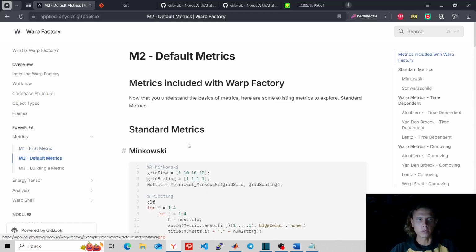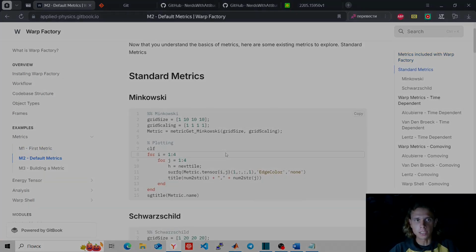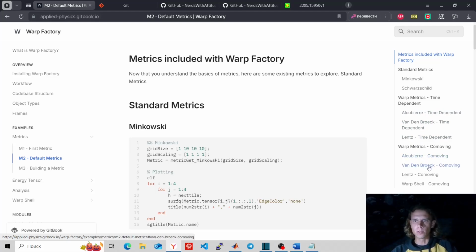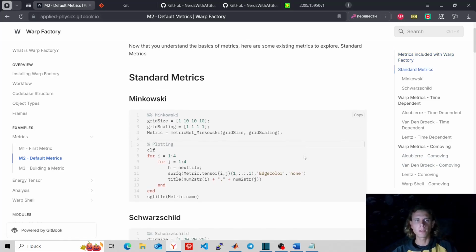Let's just look at default metrics. So it's the same. Default metrics in Warp Factory include Minkowski metric, Schwarzschild metric, Alcubierre time-dependent, Van den Broeck, Lentz, Alcubierre comoving, Van den Broeck comoving, and Lentz comoving. So a lot of standard warp drive metrics. They are already built in Warp Factory. We just need to initialize them correctly.